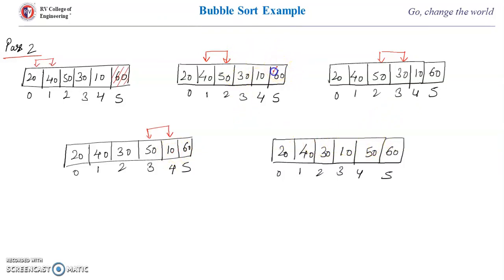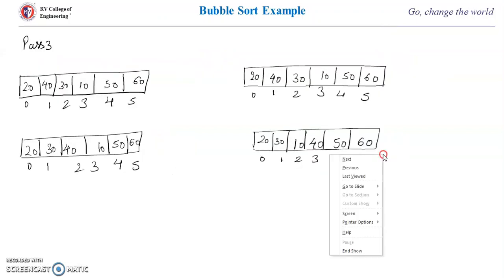And see, each time in pass 1 we compared till last, but in pass 2 the last element will not be compared. Why? Because the last element has already come at its position. So this 60, meaning 4 and 5, will not be compared in second pass. Okay, so then you can see at the end of the second pass, this 50, that means the second largest element, also has come at its position.